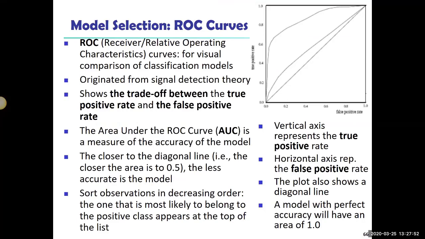Another way to compare models is to use the ROC curve. Some places call it receiver operating characteristics, others relative operating characteristics. It doesn't really matter, it's the ROC curve. The idea is to allow you to see the trade-off between 2 measures. The most typically used one is the true positive rate versus the false positive rate. This is the 1 minus specificity. This is popularly used in medical diagnosis.